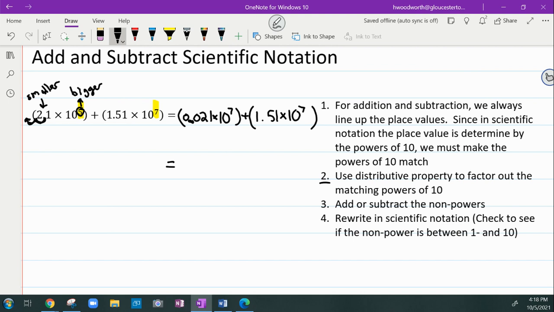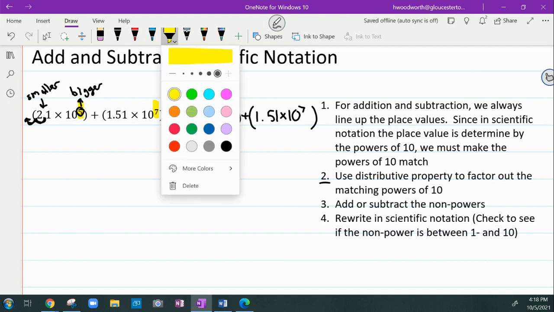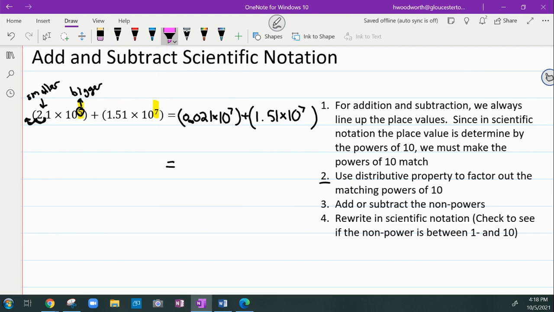Use distributive property to factor out the matching powers of 10. So what I want to look at here is we have matching powers of 10. We have the 10 to the 7th and the 10 to the 7th. Distributive property says we can pull those out, 10 to the 7th, and what's remaining? We have 0.021 plus 1.51. All right, when we factor out the 10 to the 7th, we have those two numbers remaining. All right, so done.